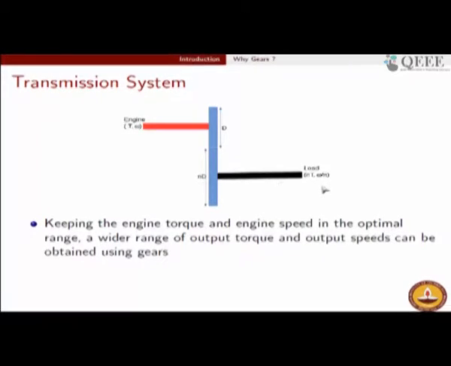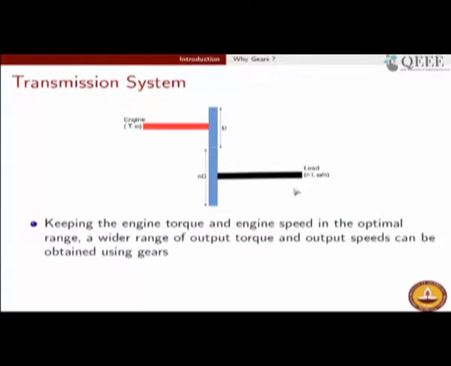So, in other words, if n is positive as is shown in this figure, and as is the case, you will see that the torque supplied by the engine can actually be scaled up if n is a number greater than 1, as is seen in this picture.